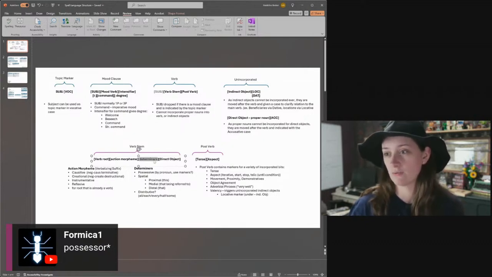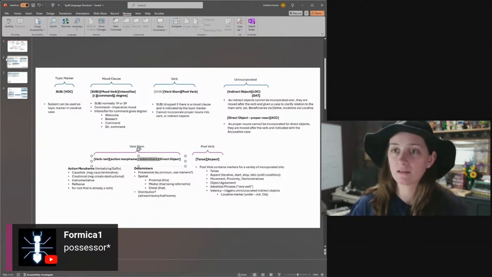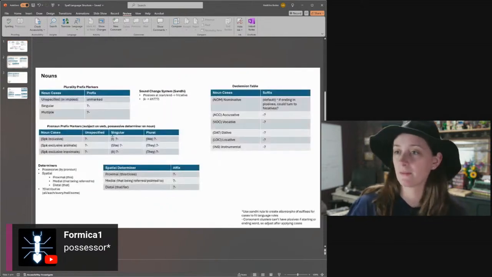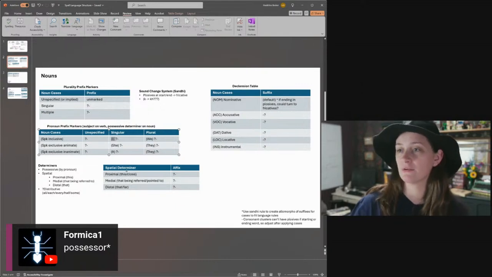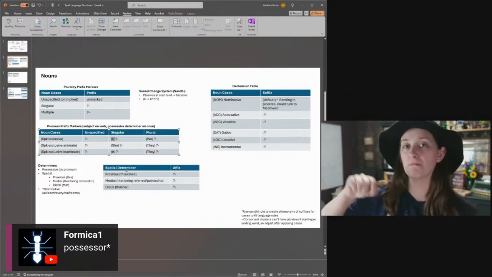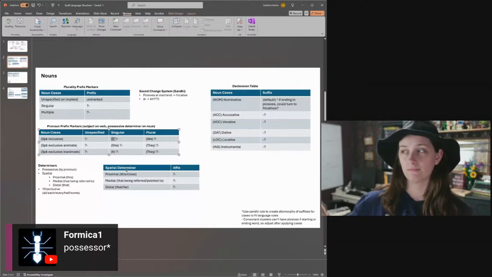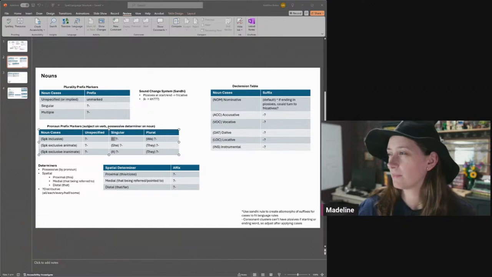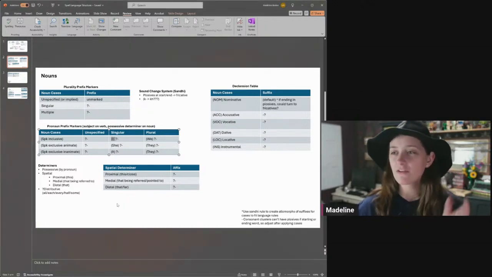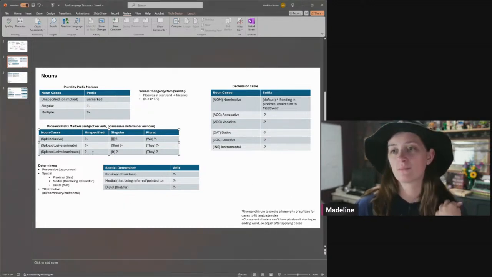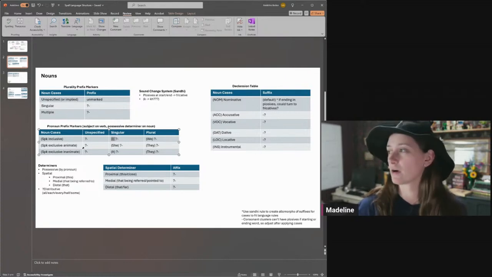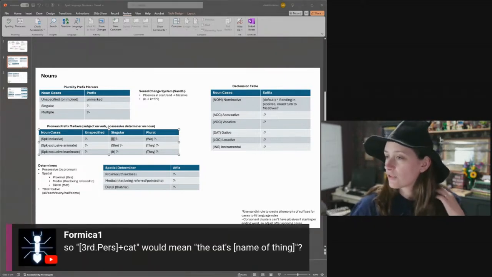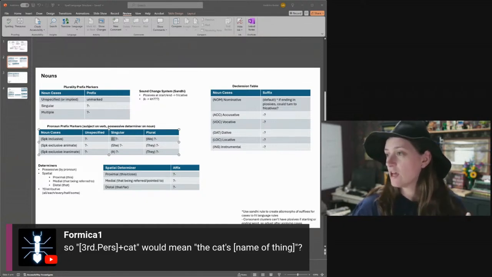Yes, the possessor. So if you used, let's see, the one for like I, then it would basically, on a noun, mean my something. Yeah, I think that's what I'm thinking. If that makes sense. But I don't know. It just seemed like otherwise I'd be having two pronoun related prefix markers to mark possession. So third person plus cat would mean the third person's cat.